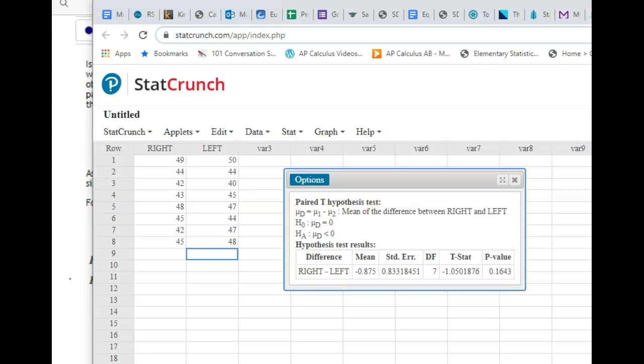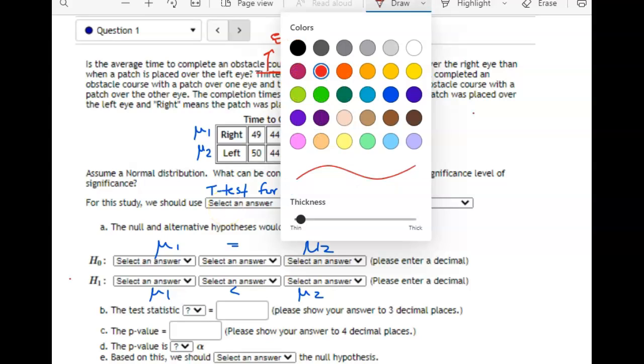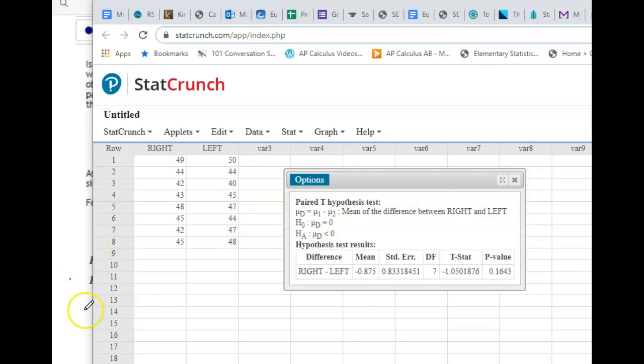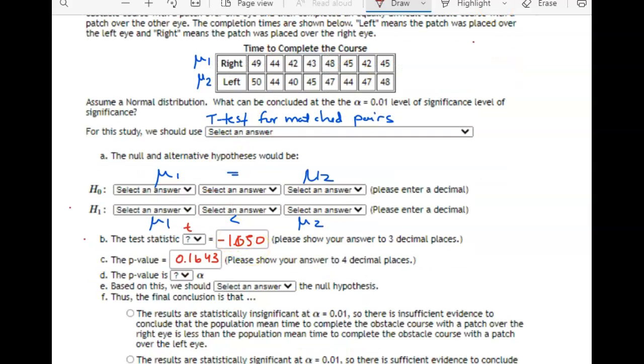So we get a t-stat of negative 1.50. Alright, so t-stat is negative 1... I forgot already. 0.50. Right? And the p-value is 0.1643. Alright. Okay, let's do the graphing calculator so we can compare. Just give me a second to pull it up.